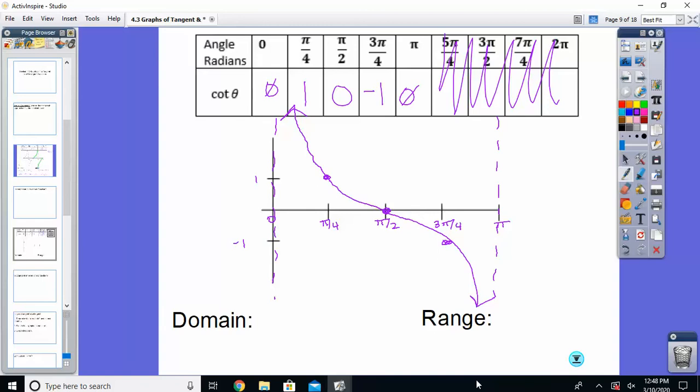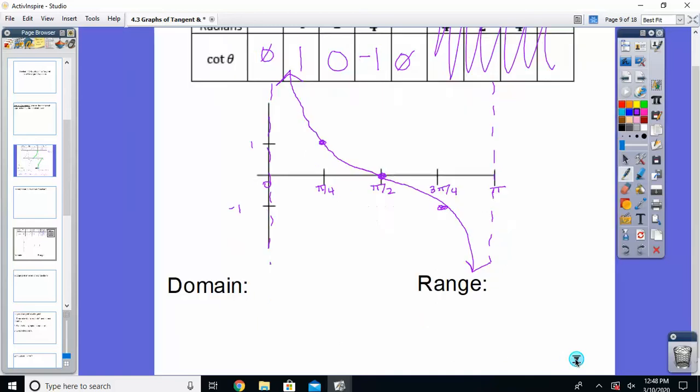So just like tangent, it has a period of pi. That's how long it takes to begin repeating itself. The difference is tangent, we went from negative pi over 2 to positive pi over 2, and the graph was increasing. Cotangent, we're just going from 0 to pi, and our graph is decreasing.